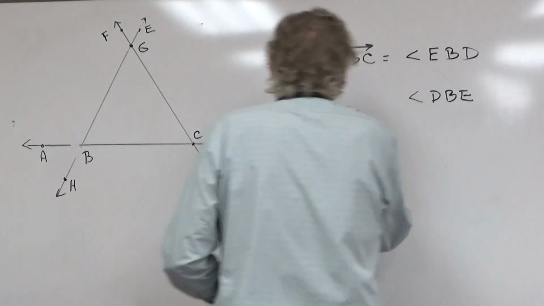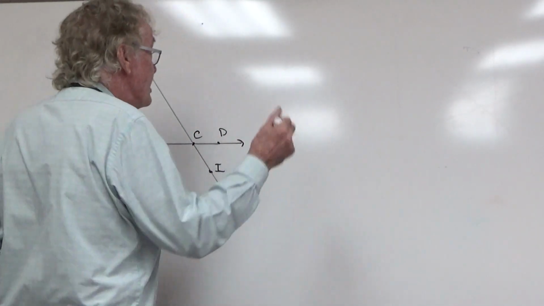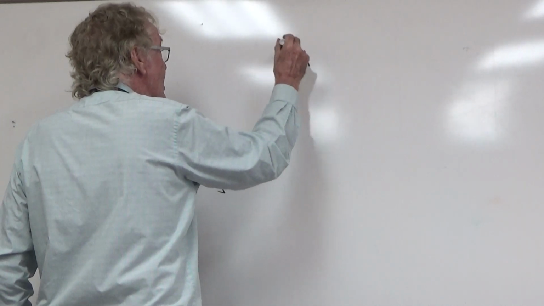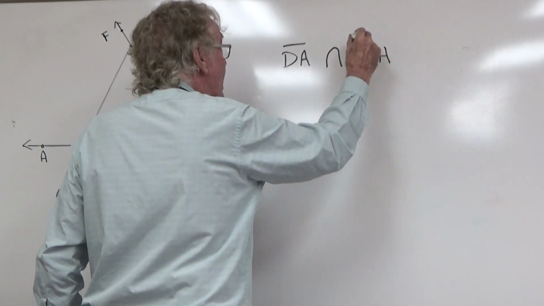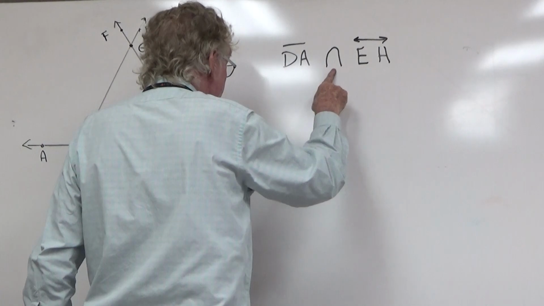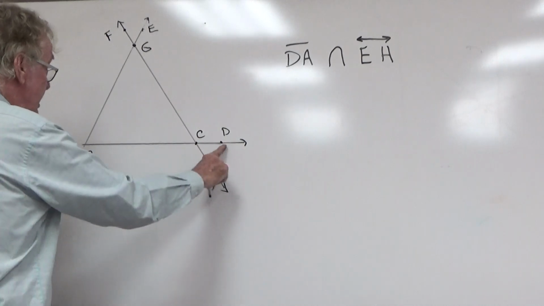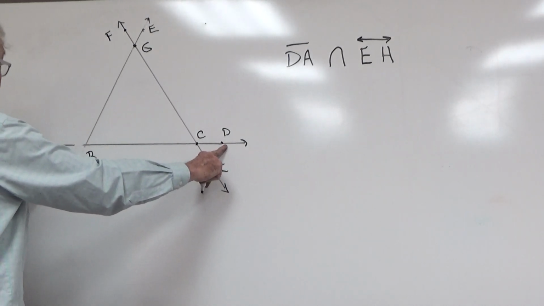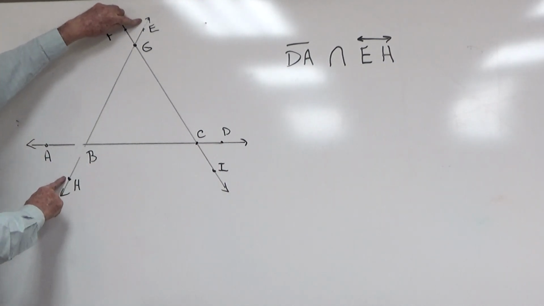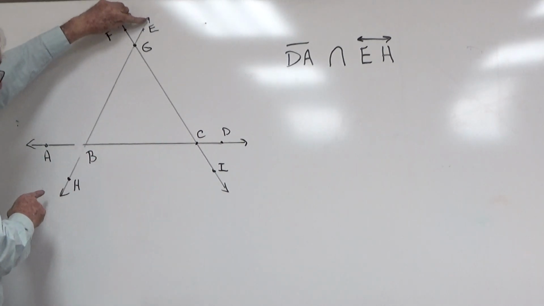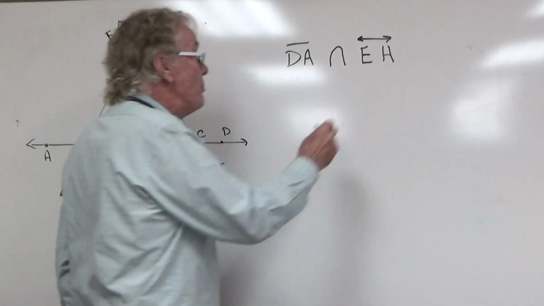What's next? Let's do more. This is gonna get more and more fun, I think. We have segment DA intersection with line EH. So now this is an intersection. We're not joining them together. We're saying what's in this that's also in that. And line DA, starting at D, going through A, no, just the segment from D to A. What's on this segment that's also on this line EH? It's gonna be just that point B again. So I'll name that point B.